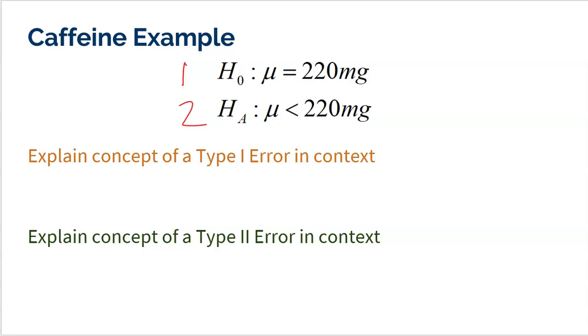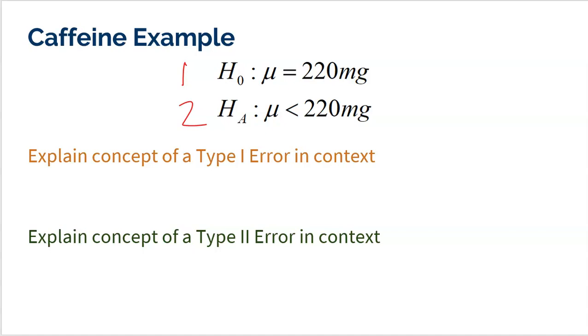A type 2 error, again, that's why I numbered the alternative number 2. A type 2 error is when the alternative is true. There really is less than 220 milligrams in each pill, but the error is I fail to see that. I don't conclude that. I fail to reject the null. I keep a false null. This is a bigger problem if you ask me, because I'm now going to continue production. I'm going to sell these pills that in actuality are less than 220 milligrams on average of caffeine content. So I'm actually lying to my customers.